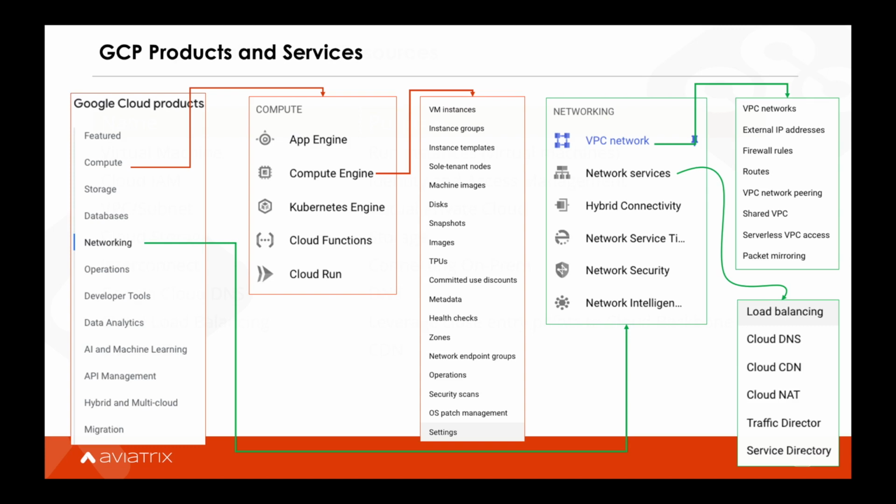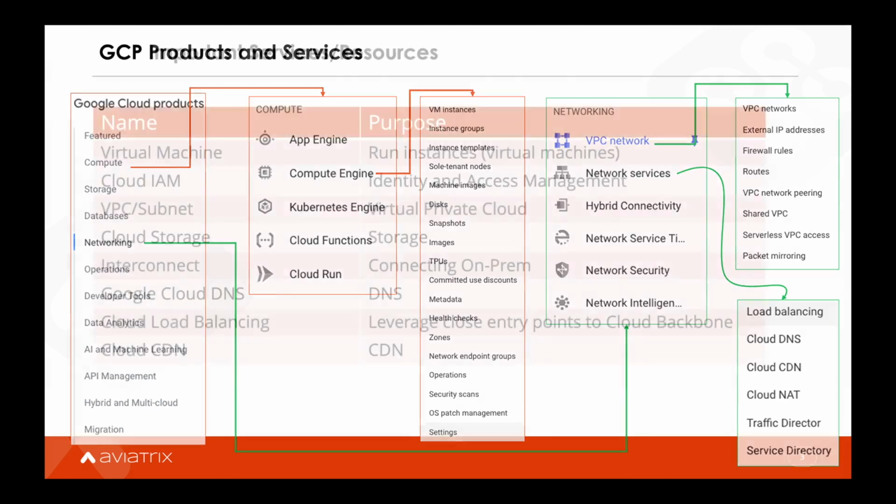Now in the network services category, again, you find typical options similar to what you have seen in AWS and Azure: load balancer, DNS, CDN, NAT functionality, and all that you need to provide networking services for your workloads.